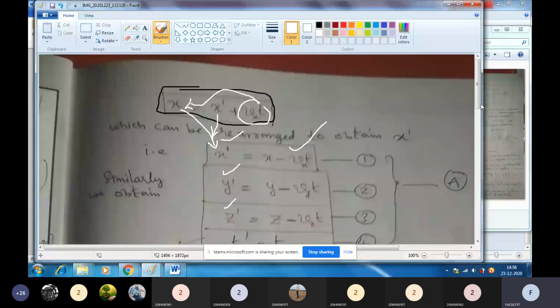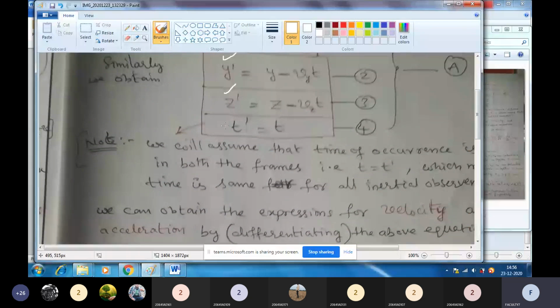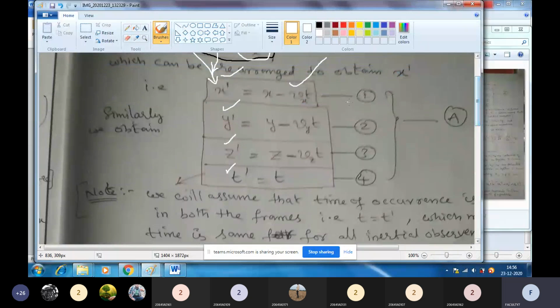Now what we had seen that t prime is equal to t. Why are you considering both these are equal? Because from both the frames we are referring the event at the same time. Okay. Now that's why you got these 4 equations.